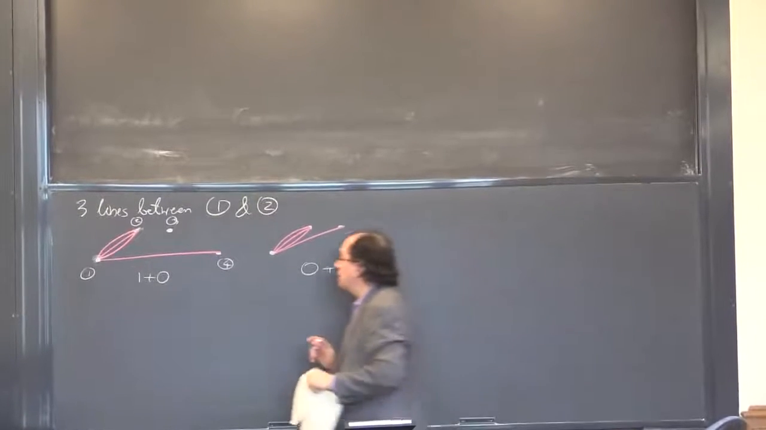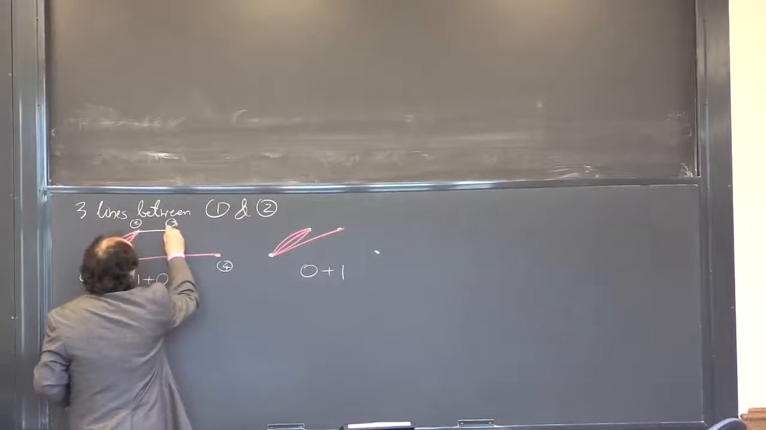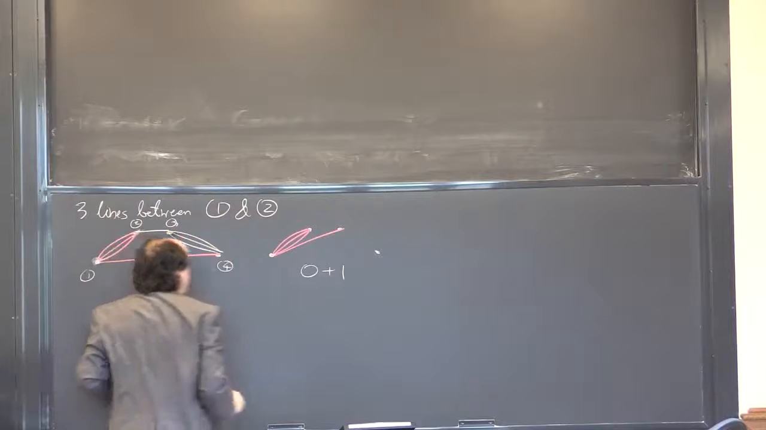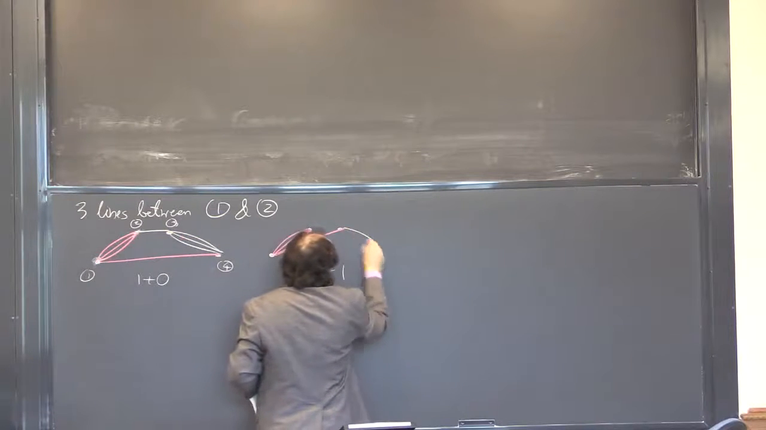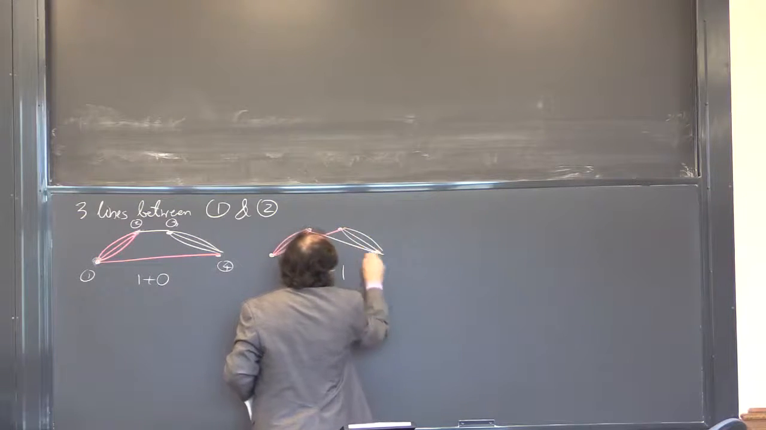And once again, I need to just fill the blanks. So I have 1 line here and 3 here. And I have then 3 lines here and 1 line here. Okay?